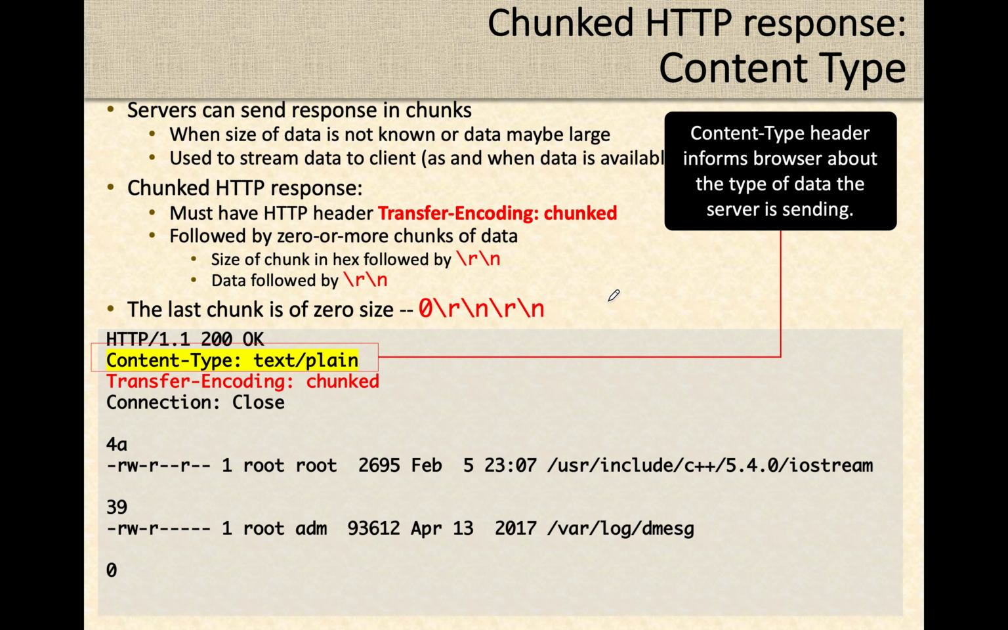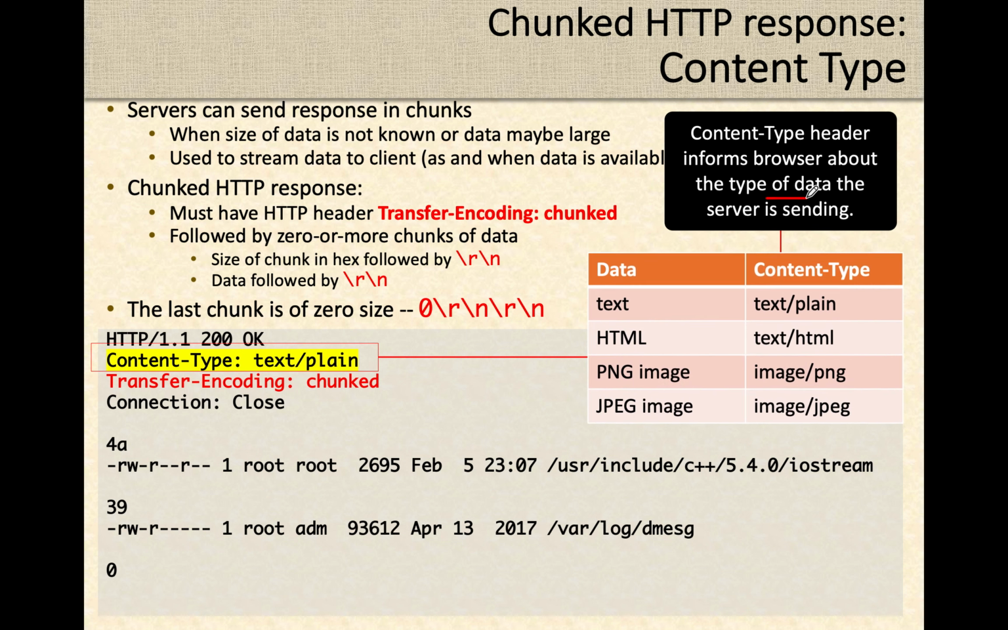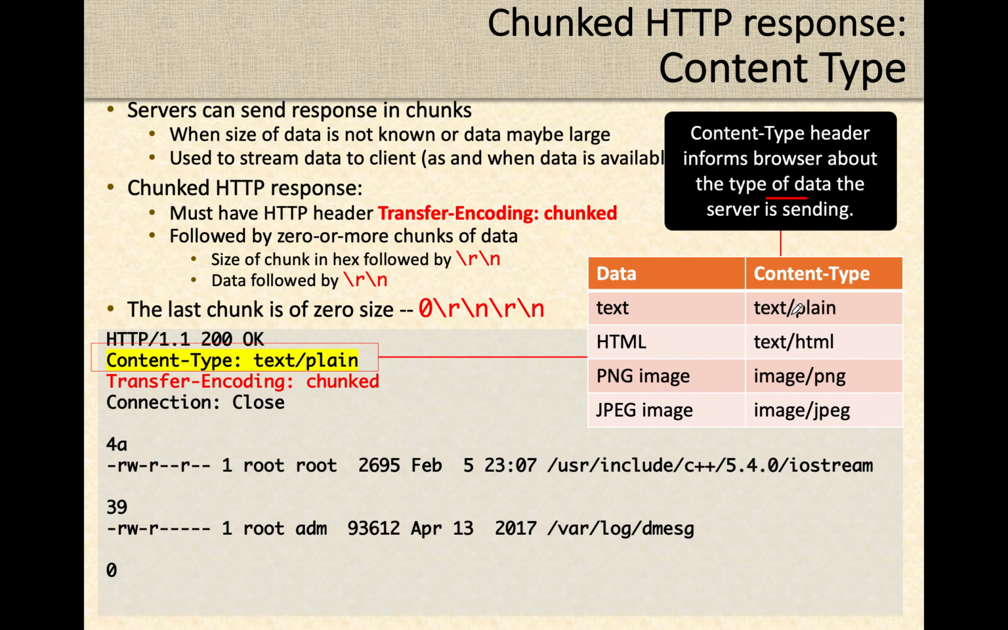And of course, the content type header again informs the browser about the type of data being sent. You can see different content types like text/plain, text/html. If they're images, it could be image/png, image/jpeg, and so on. So you'll have different content type headers. And based on this content type header, the browser interprets the data differently and displays it as images or HTML or just text, and so on.